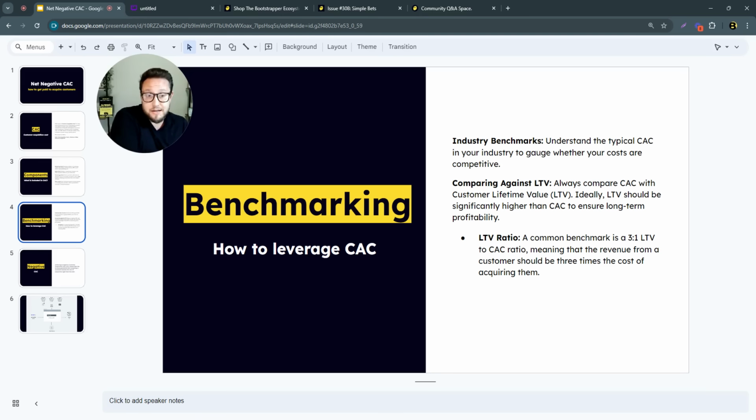So we want to take this data and then we want to benchmark this data, right? So we're going to look at industry benchmarks. We're going to look at folks inside of our industry and say, hey, what is their CAC? What does it cost them to acquire a customer? And based off of that benchmark, we're going to be able to decide with data whether or not we're doing good or whether or not we're doing bad, right? And if we're doing bad, we want to identify that fast because if we don't, we will end up out of business.